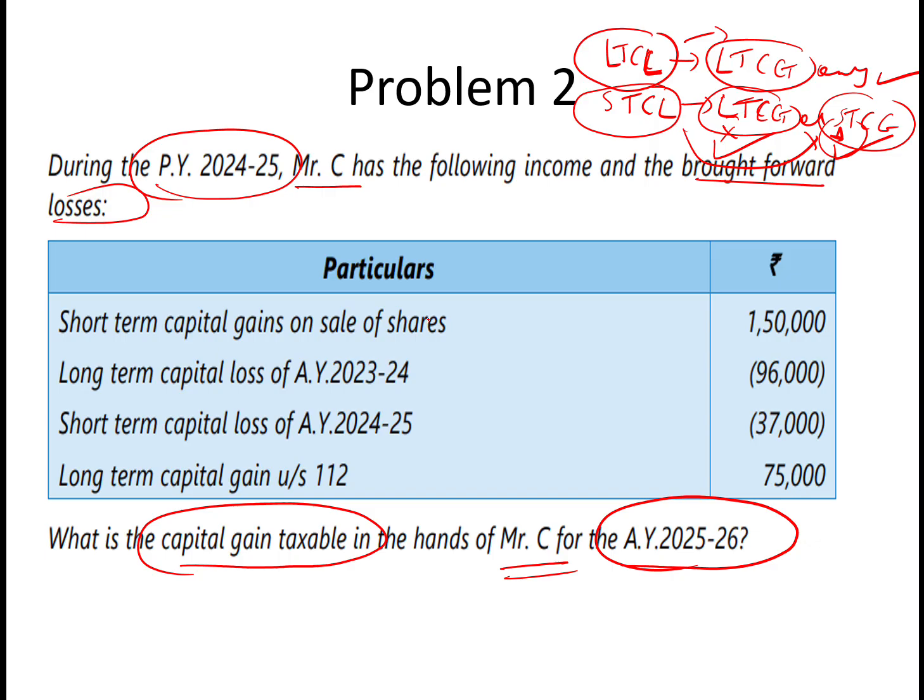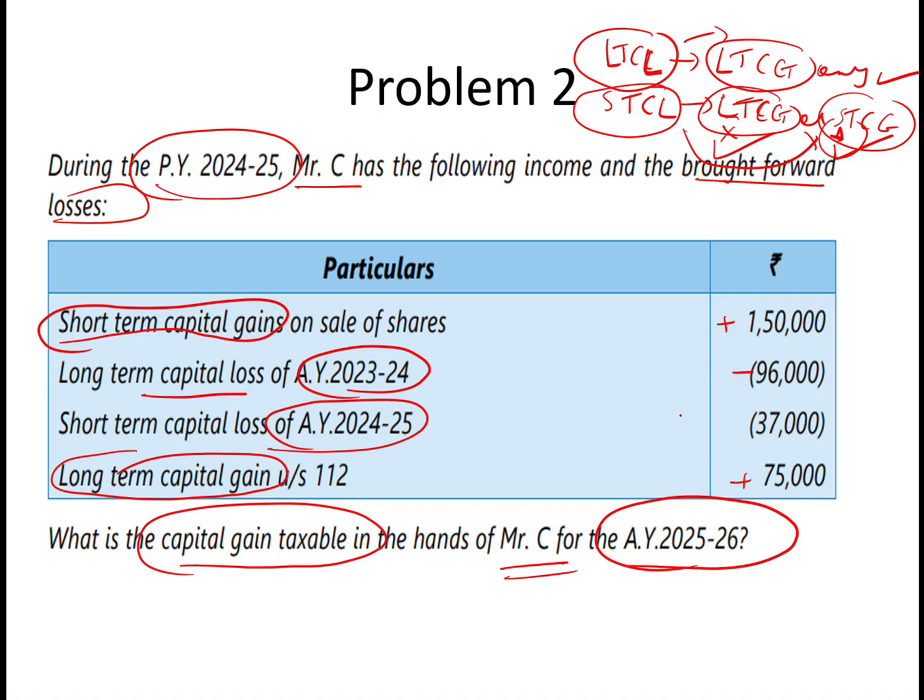Particularly here, information is given as first short term capital gain, which is 1,50,000 for current year, and for current year we have been given long term capital gain of 75,000, and we have carry forward of capital losses. First one, we have long term capital loss of 23-24, that is 96,000, and we have short term capital loss for 24-25, that is 37,000.